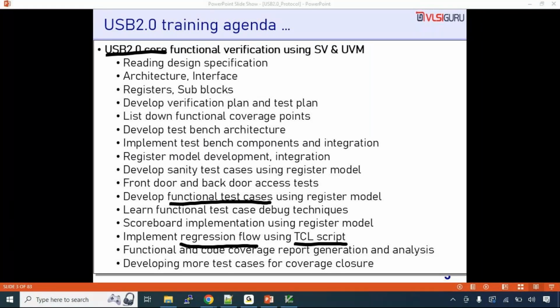Once the regression flow is set up, we will learn how to generate functional and code coverage reports. How do we generate the coverage reports? And then we will also analyze the coverage report: what hits are happening, what misses are happening, what coverage points are getting missed during the simulations, and how to cover those holes we'll be discussing. Developing more test cases for coverage closure is also one thing we'll be discussing.